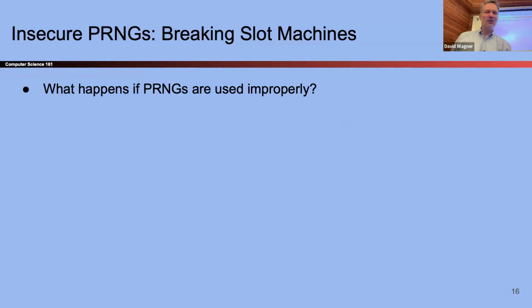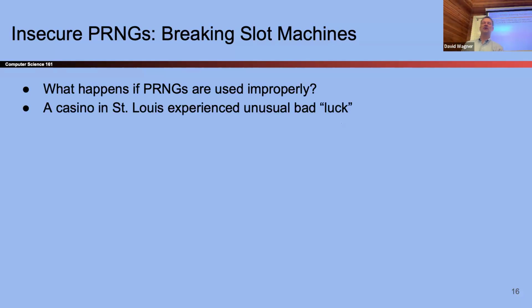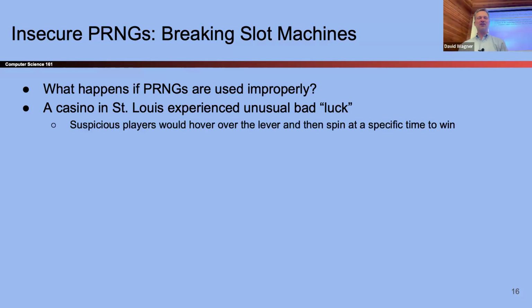Here's a case study from the real world that you don't need to know about, but it's kind of fun. It illustrates what happens if we use a bad PRNG. There's this casino, apparently, in St. Louis that monitors their profit, and started to see they were losing a bunch of money on their slot machines. And so they're like, what the heck is going on? So they stationed some staff to stand by the slot machines and just watch what's happening.